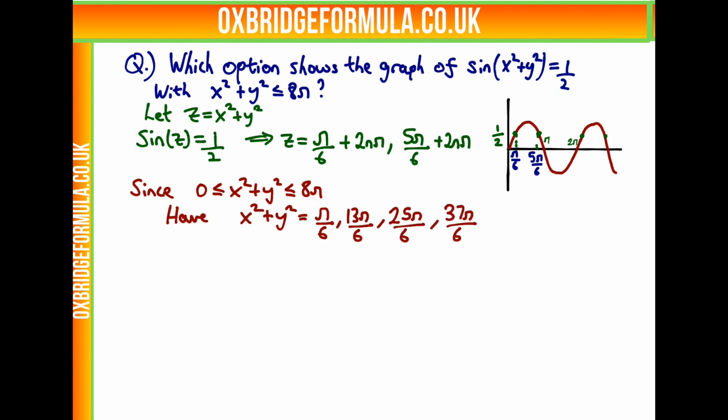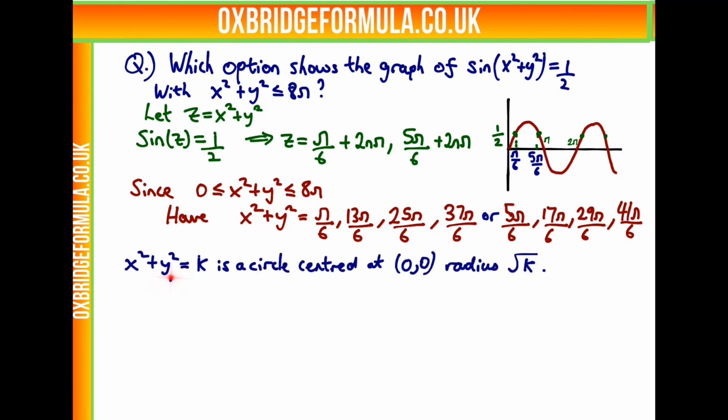So we're left with x squared plus y squared is either pi over 6 plus 2 pi, which is 13 pi over 6, and then pi over 6 plus 4 pi, and pi over 6 plus 6 pi. And we can do the same thing for 5 pi over 6, and we get these 8 solutions. So what do these 8 equations mean? Well, for general k, x squared plus y squared equals k is a circle centered at the origin with a radius square root of k. So we have 8 circles.